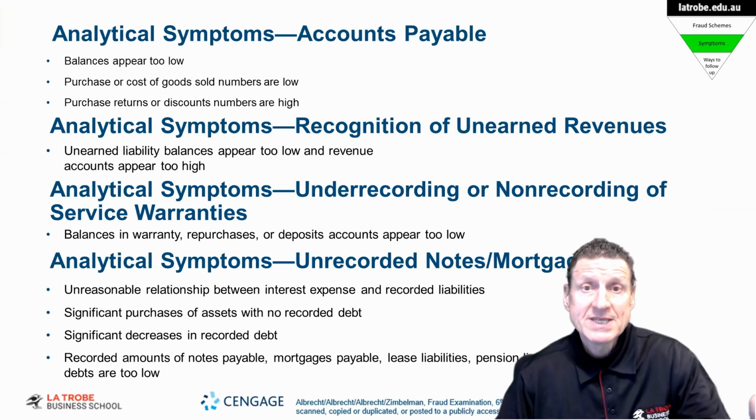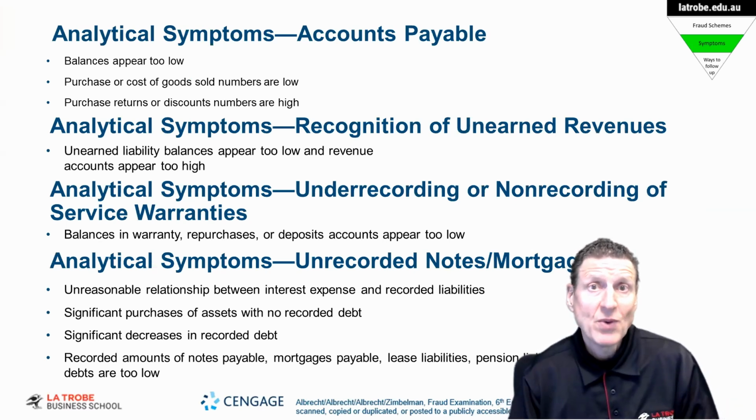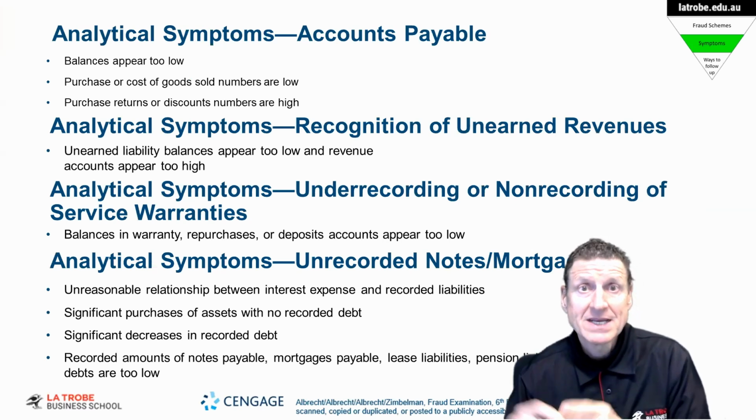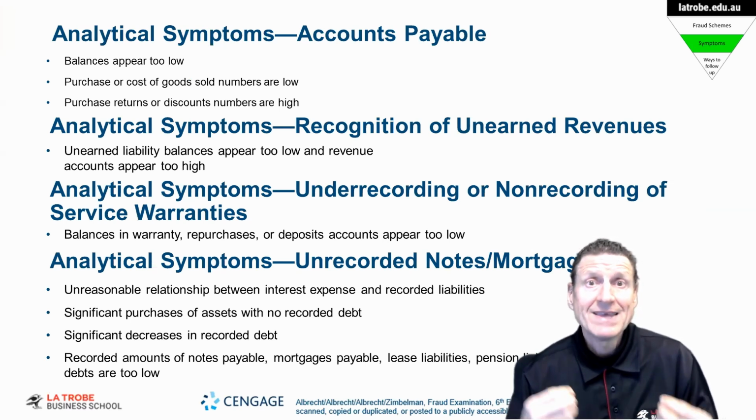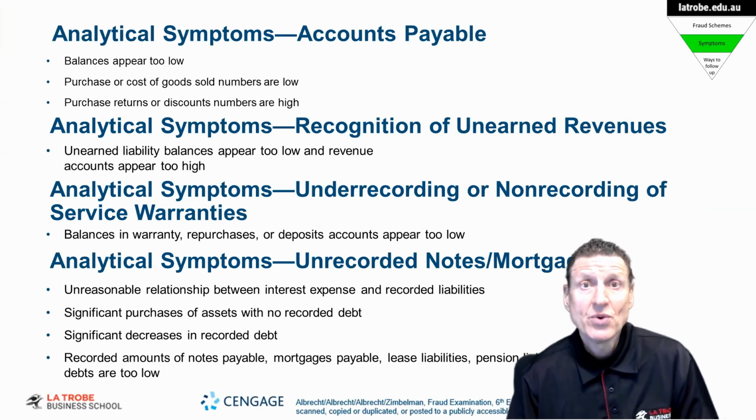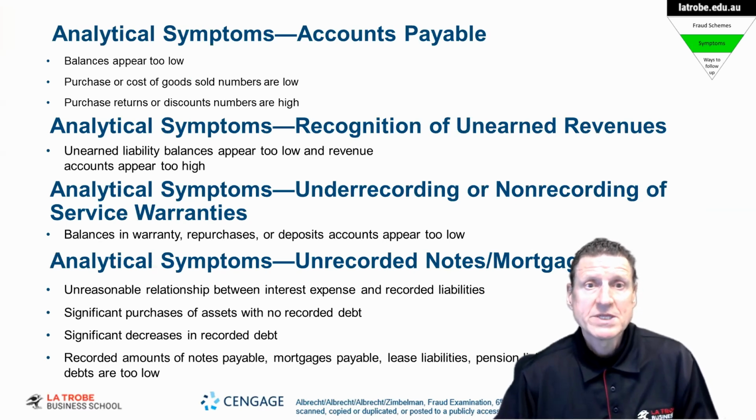Again, if we're looking for symptoms, most of the symptoms are going to show up in the accounts documentation, as well as the analytical symptoms, less so internal controls, even less so the behavior and the extravagant lifestyle of the fraudsters. As you can go through here, there's a lot of examples of analytical symptoms. Balances appear too low, unearned liability balances appear too low, and revenue accounts appear too high. Again, under-recording and non-recording of service warranties.